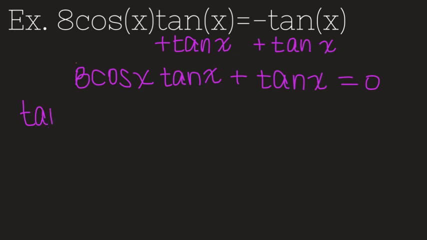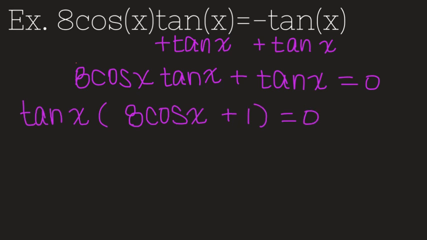If I take this tangent of x to the front, this is just kind of like factoring it out, putting it in the front, and I can see that what's left over would be 8 cosine of x plus 1 equals 0. So this is great. If you're ever at a point where you don't know if you factored correctly, just distribute back in, and if you get this line, the previous line, you're good.